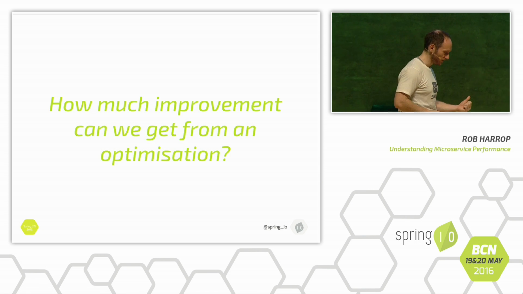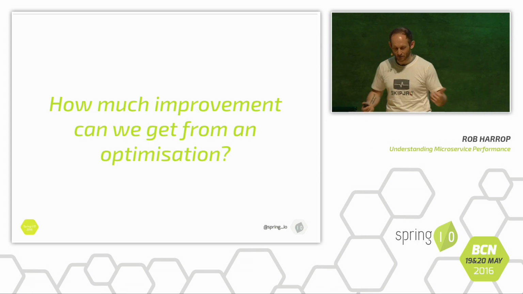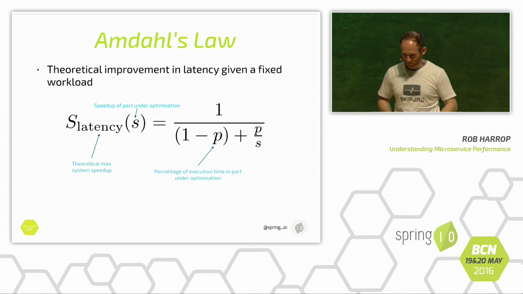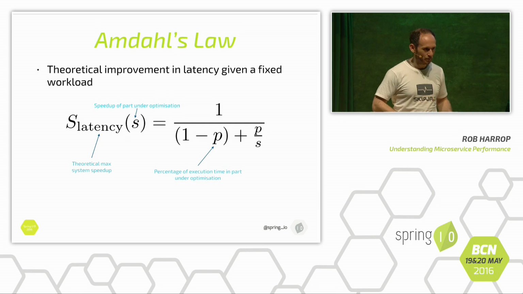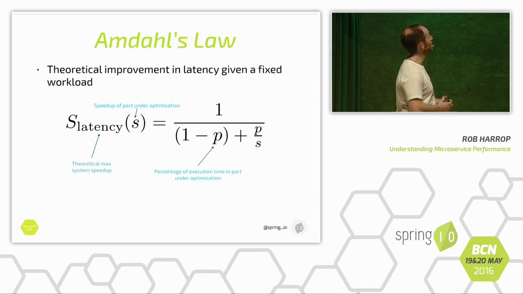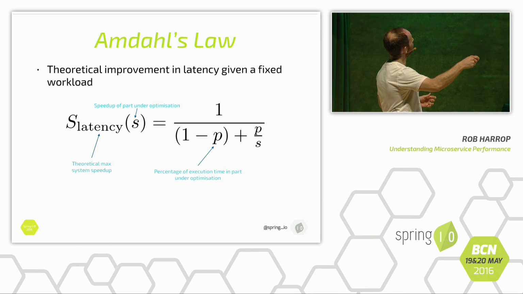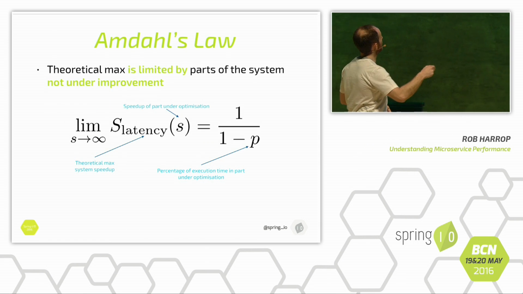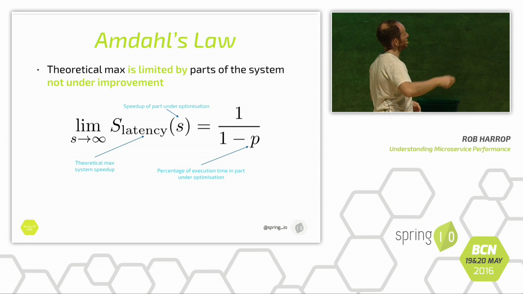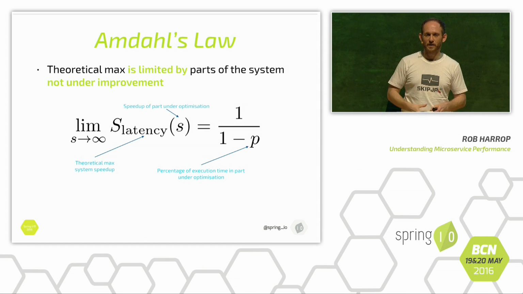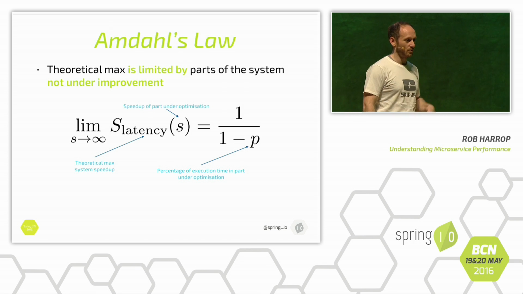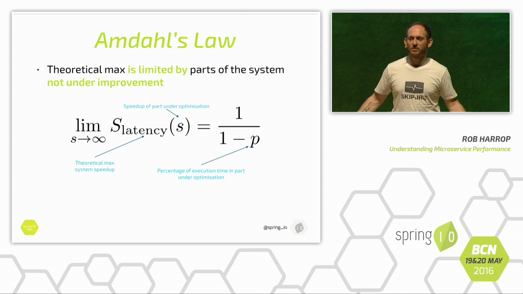And I'm always interested in this question, because people pay me money to do this. How much improvement can we get from an optimization? And there's this equation here, not so complex an equation, but it's got this really instinctive intuition. And the idea is that the theoretical improvement in latency, given a fixed workload, is proportionate to the amount of time you spend elsewhere. And if you work this through, you can figure out that the limit of speed up is basically proportionate to the amount of time you spend in the bit under optimization. So thinking that through, the theoretical max is limited by the parts of the system not under improvement, which just makes total common sense, right?